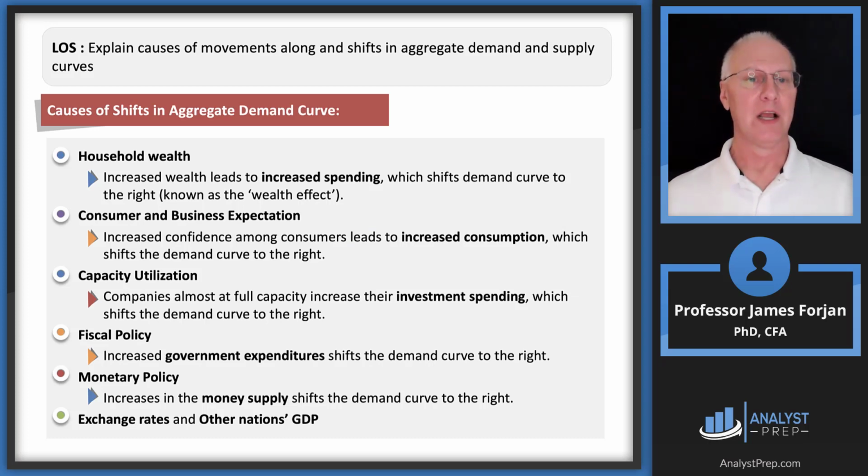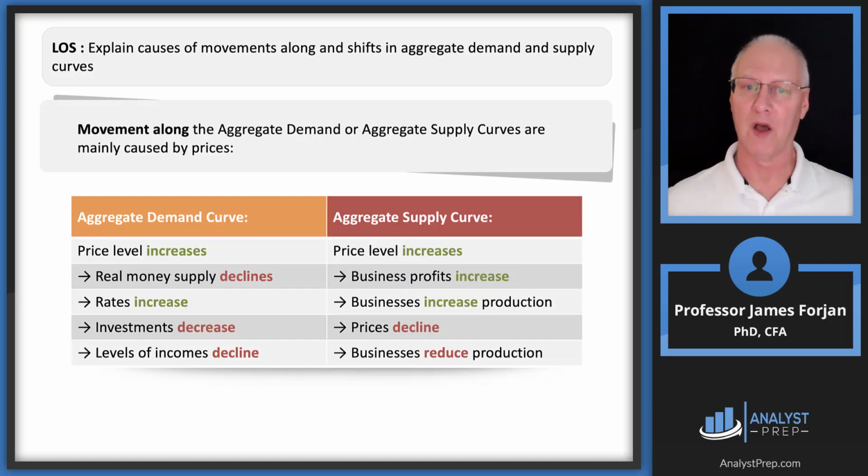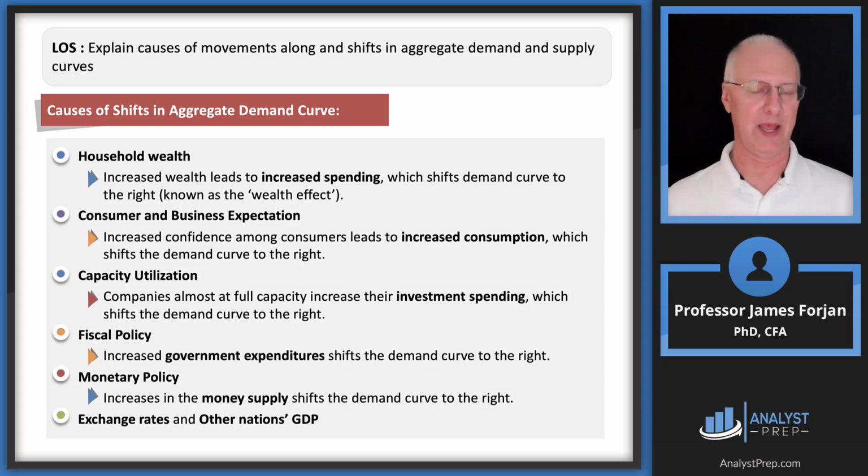Now, this slide tells us about shifts in the aggregate demand curve as opposed to movements along the aggregate demand curve. So make sure you have this differentiated in your brain. What's going to cause that downward-sloping aggregate demand curve to shift outward, increases in demand, or shift leftward, decreases in demand? And these should make perfect sense here.